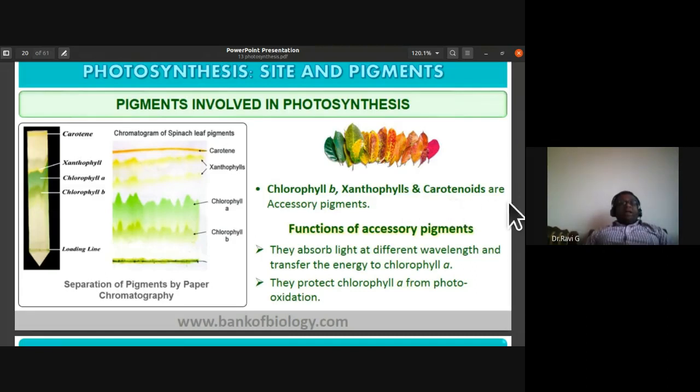Chlorophyll B, xanthophyll, and carotenoids are accessory pigments. The major photosynthesis is brought about by chlorophyll A. The functions of accessory pigments are that they absorb light at different wavelengths and transfer the energy to chlorophyll A. They also protect chlorophyll A from photooxidation. So the different pigments, chlorophyll B, xanthophyll, and carotenoids, absorb light at different wavelengths and supply it to chlorophyll A. At the same time, they protect chlorophyll A from the photooxidation process.